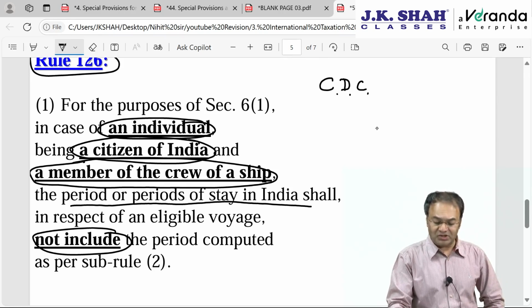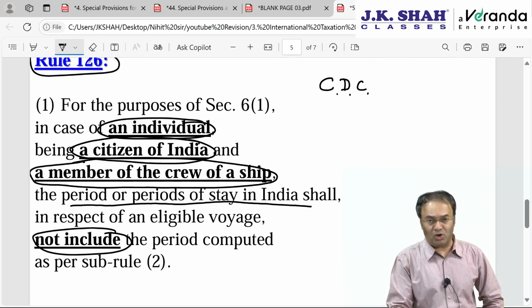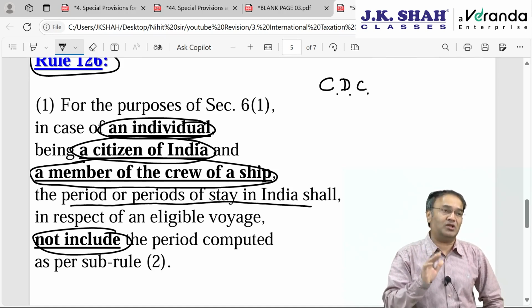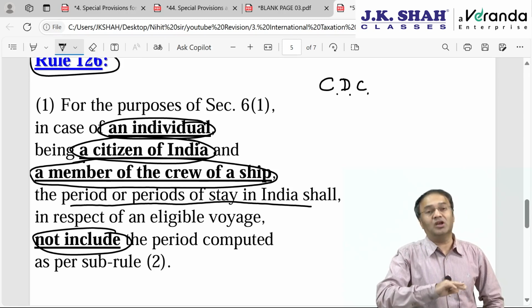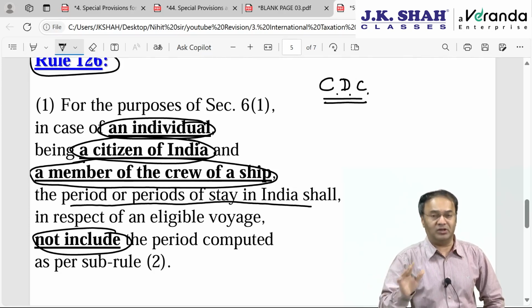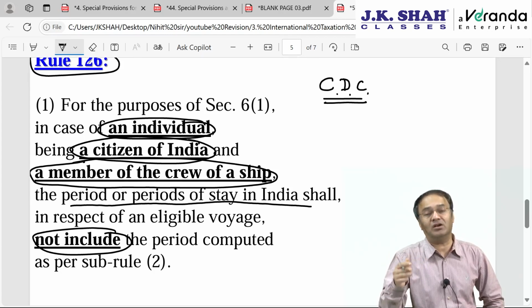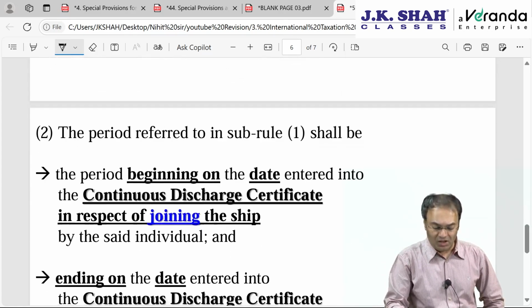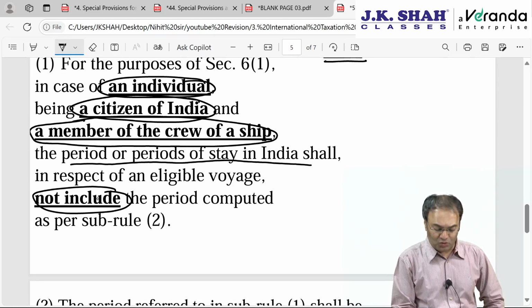The moment the ship reaches the Indian border, the captain of the ship and the staff members are still inside the ship. They will be deemed to have entered India only when they sign this CDC and come out of the ship. Then only they will be deemed to have entered Indian soil. So the period to be excluded shall not include the following period given in sub rule 2.